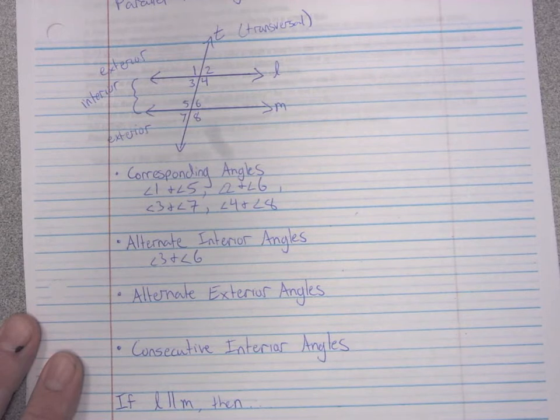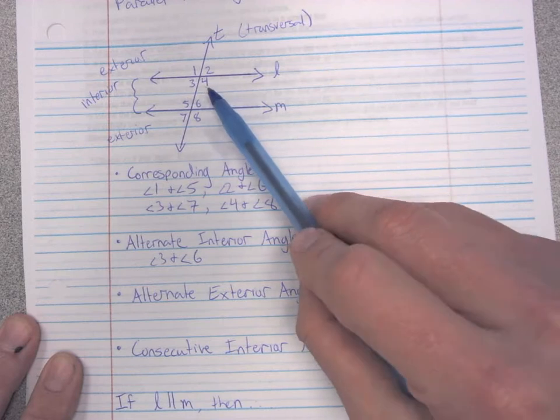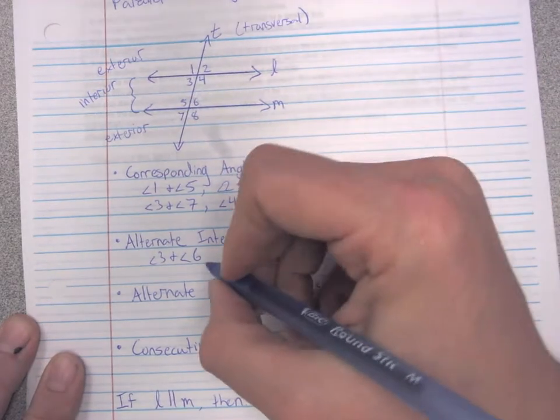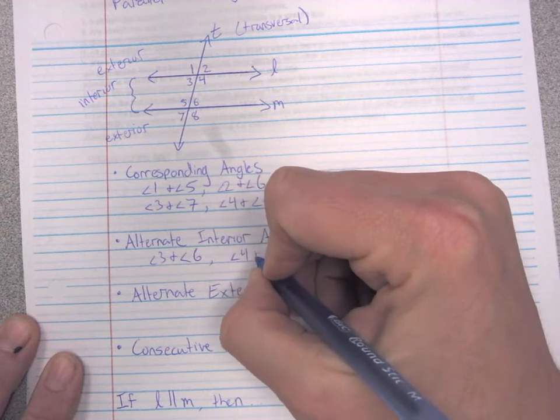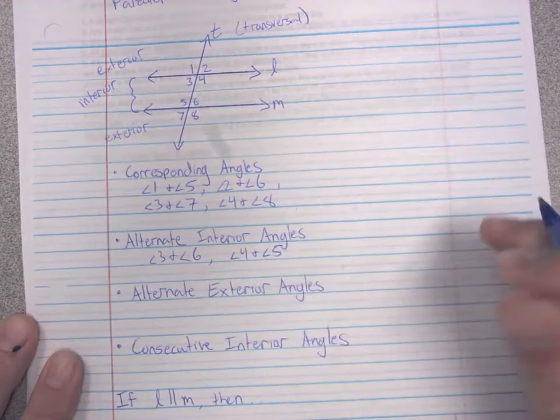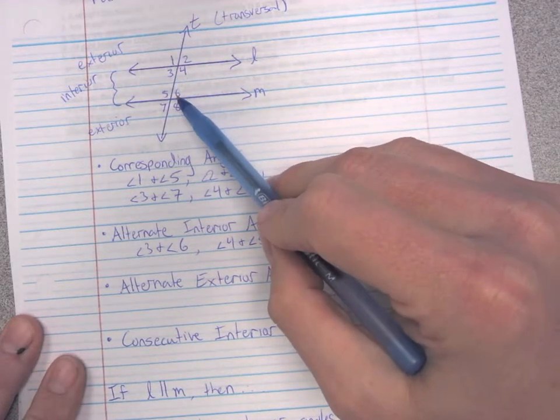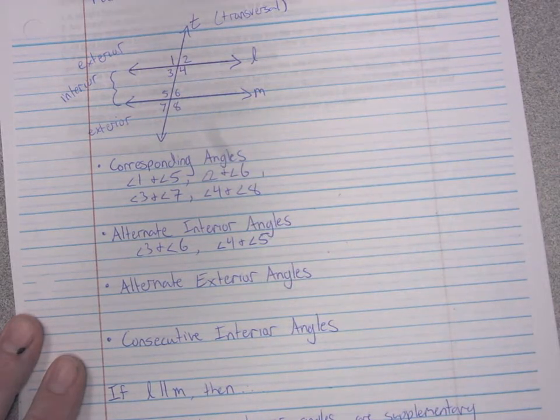Okay, see if you can pick out the other pair of alternate interior angles. They're inside, in between L and M, and they're on opposite sides of the transversal. One's on L and one's on M. If you chose angle 4 and angle 5, you are correct. Those are also alternate interior angles. Okay, so those are our 2 pairs of alternate interior. 3 and 6 are alternate interior, 4 and 5 are alternate interior.